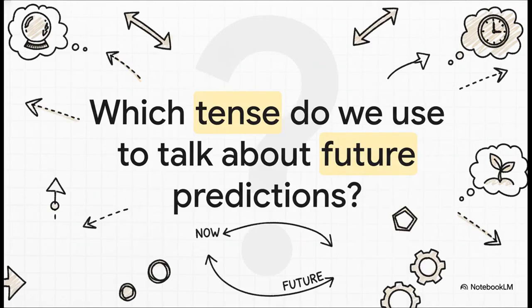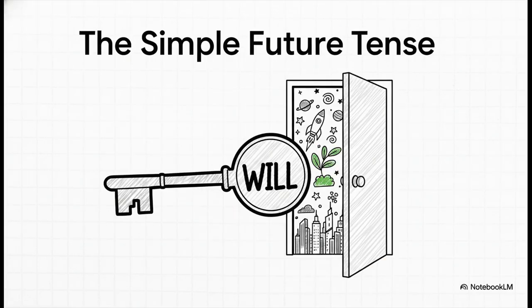All right, last question. This one is about the most important tool we talked about today. What's that key piece of language? You got it. It's the simple future tense, using that magic word will. That is the key to talking about all these ideas for the future. It's amazing how one little word can open up everything.